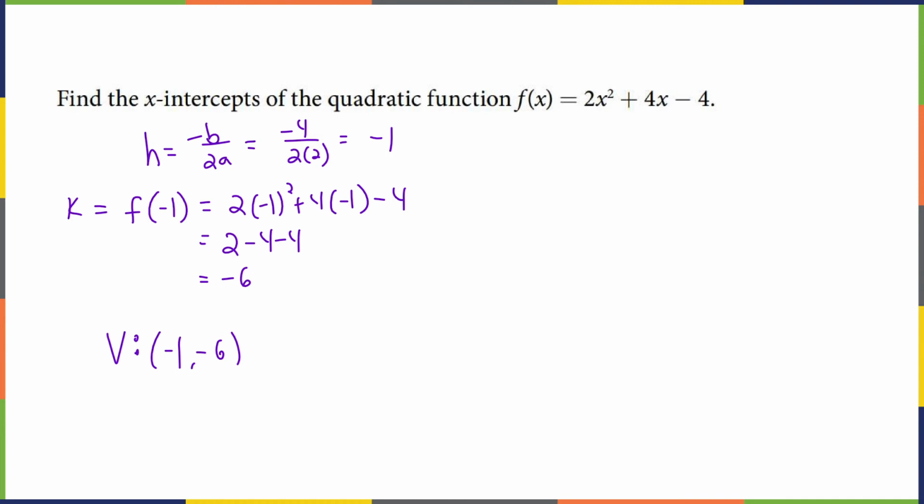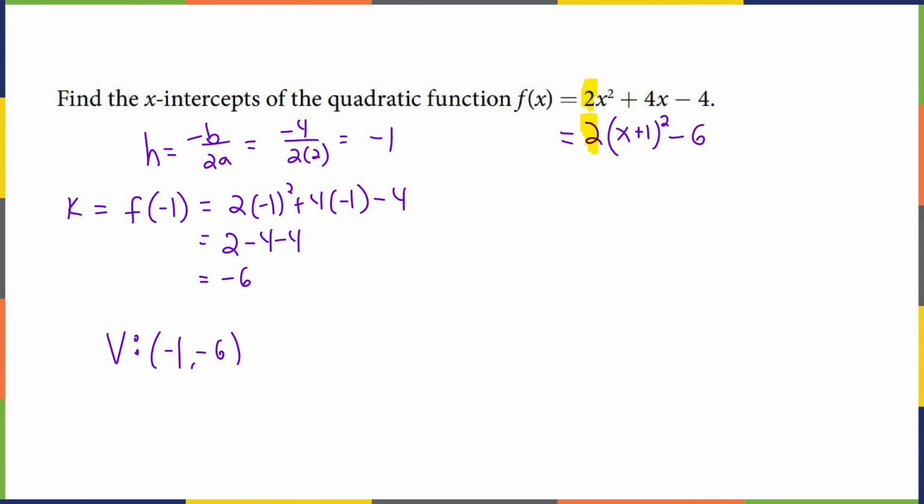So here I can say my f of x is 2, because my leading coefficient is 2, and that's the same in both formats. Then I have x minus negative 1, which is x plus 1 squared. And then I have plus k, which in this case is minus 6. So I've now put this into vertex form.